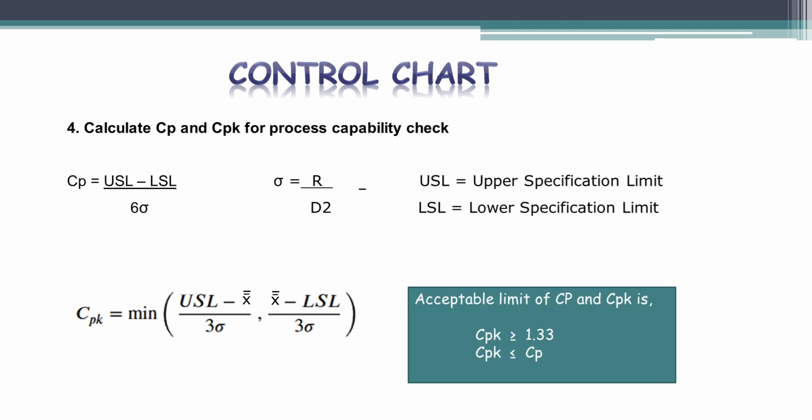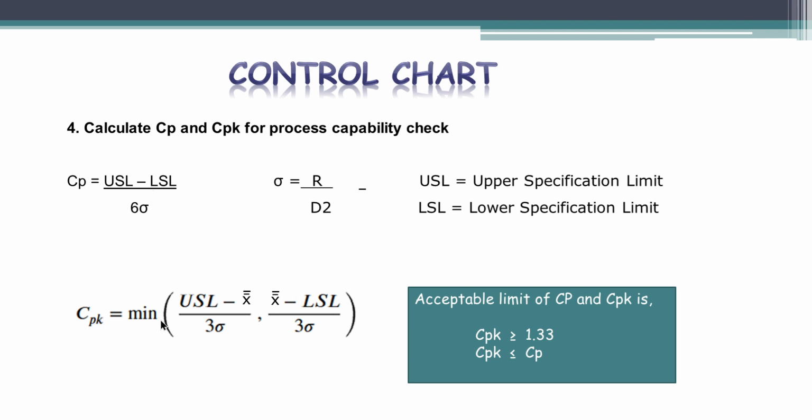Now calculate the CP and CPK for process capability check. CP is equal to USL minus LSL by 6 sigma. Sigma is equal to R bar by D2. We know R, we know D2, everything. If you see, this is USL minus LSL. This is not UCL, LCL. This is upper specification limit and lower specification limit. This is the formula to calculate the CP.